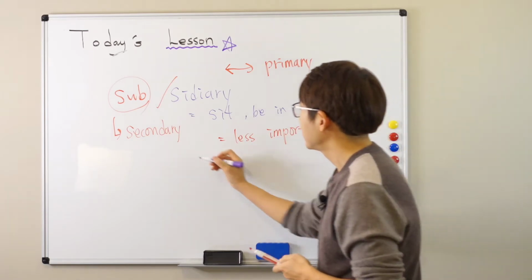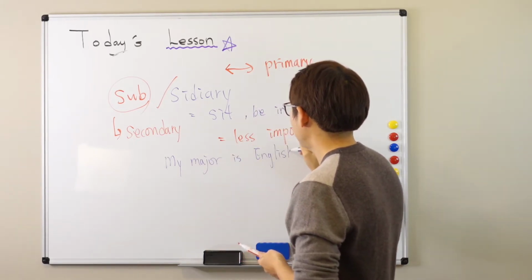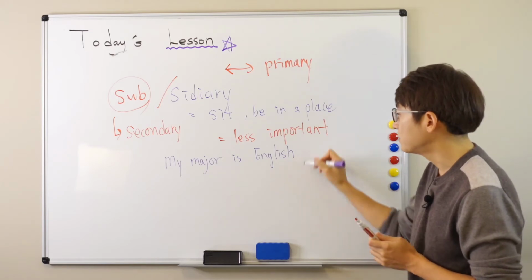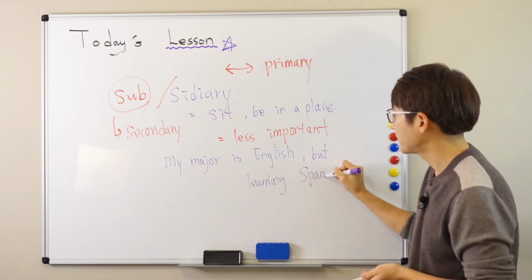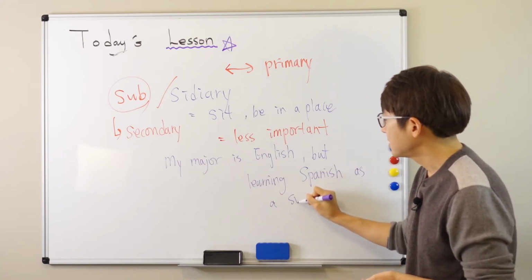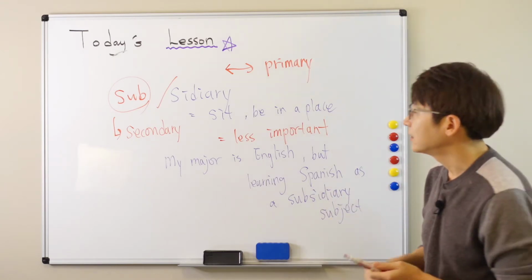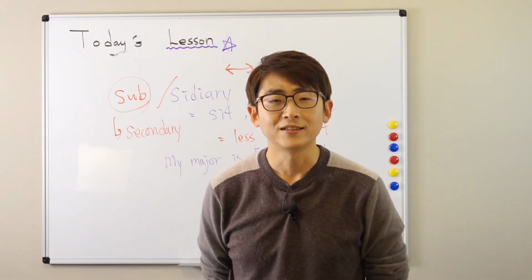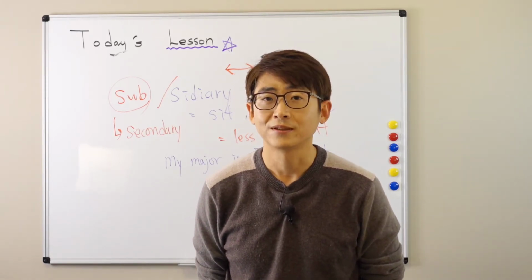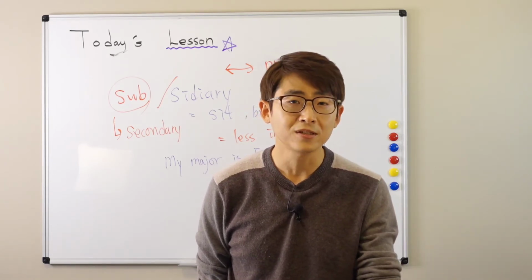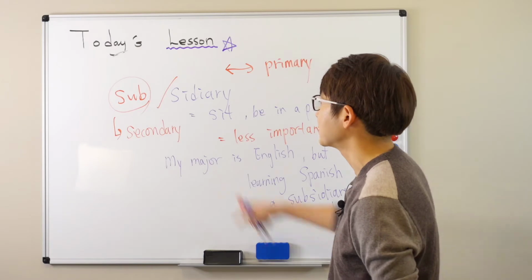Less important. So I can say my major is English. So that's what my major is. So my major is like English, but I'm learning Spanish as a subsidiary subject. I can do that, right? And another example could be I'm working as a teacher, but I also do stock investment as a subsidiary job. Okay, so my primary job is a teaching profession, and my subsidiary, my secondary profession is investor. So that's one of the applications that I could use the word subsidiary.